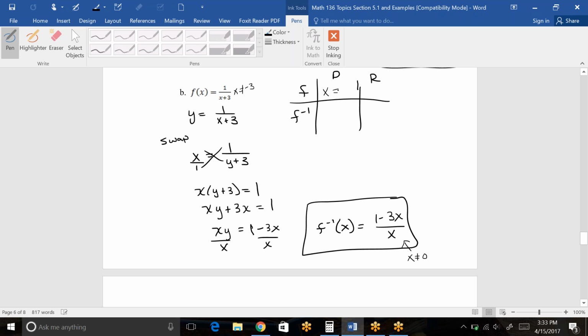So the original had a bad point at negative 3. The inverse has a bad value at 0. The only thing you have to do to get your range is flip-flop these. So 0 is the problem up here and negative 3 is the problem down there. But you do not want to write the letter x because range is not an x, range is a y. So that would be my domains and ranges. And that's it for our pre-video.